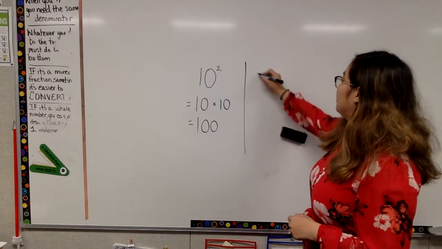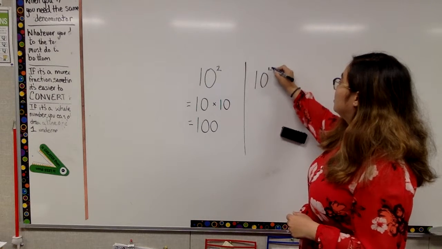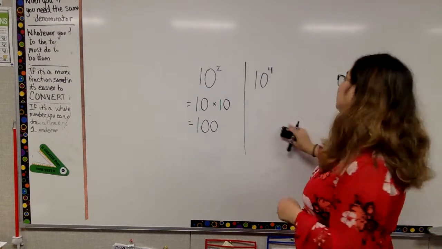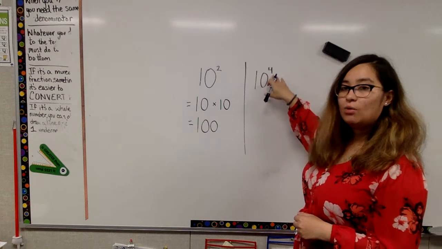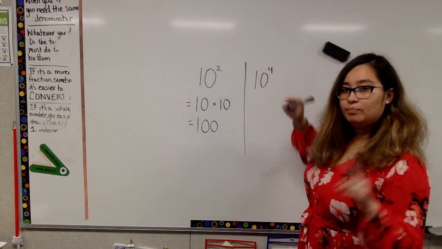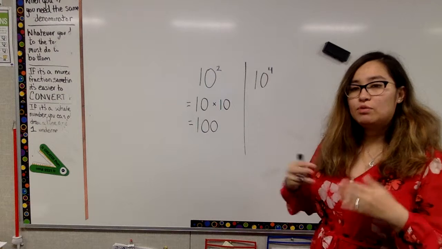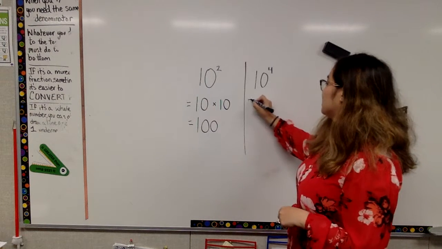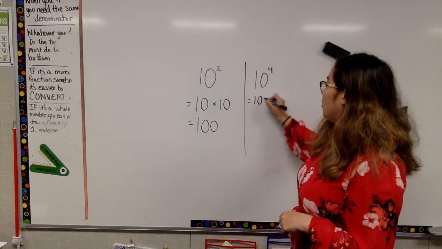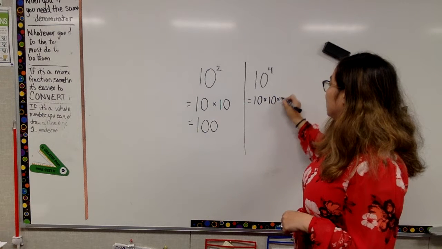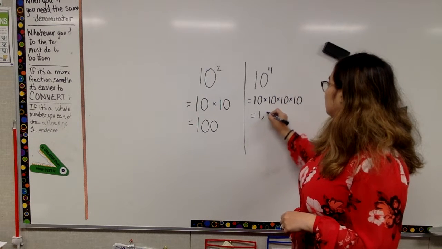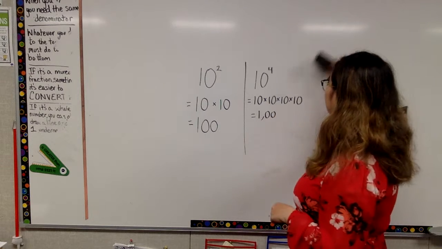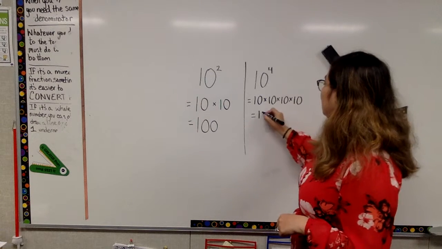I'm going to do another example. 10 to the power of 4. Now notice how I'm reading these numbers. 10 to the power of 4, because these are superpowers and they're repeating the numbers and multiplying by itself. So 10 to the power of 4 would be 10 times 10 times 10 times 10, which is equal to 10,000.